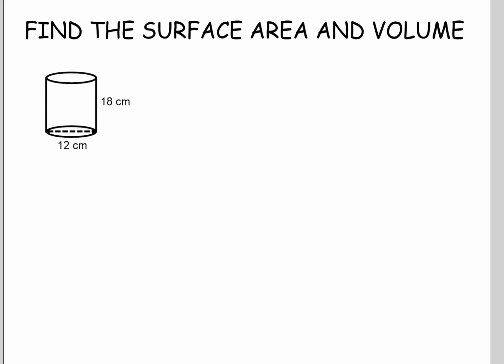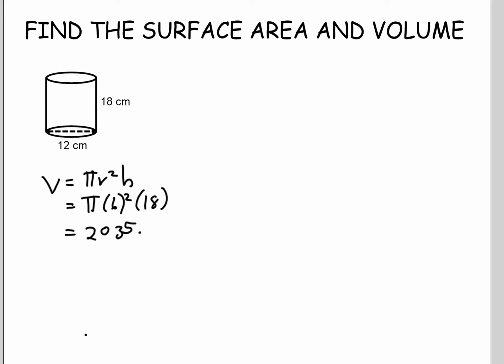So again, volume of a cylinder is pi times r squared times height. Just have to be careful. I gave you the diameter here, so you've got to find the radius, which will be 12 divided by 2, which will be 6. And then you just punch that into your calculator. And don't forget to use the pi button on your calculator. And that answer will be 2,035. And then we'll round it to 1 decimal place, so we'll say 0.8. A question would tell you whether to round to 1 or to 2.